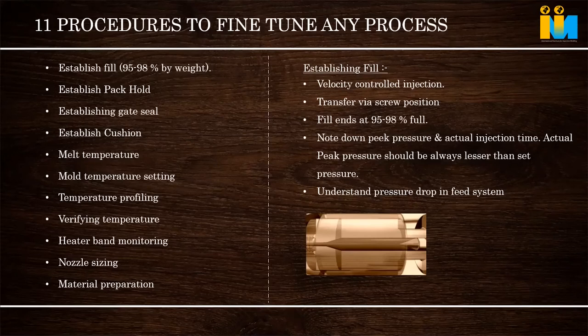Then temperature profiling. Different materials differ: semi-crystalline material has a narrow processing temperature profile, like nylon 250, 260, 270, but polycarbonate runs 250 to 300 degrees. So amorphous materials have a wider range of temperature setting. Follow that range. It is not that everywhere you keep 250, 250, 250, 250. This information will be given in the data sheet of the material.